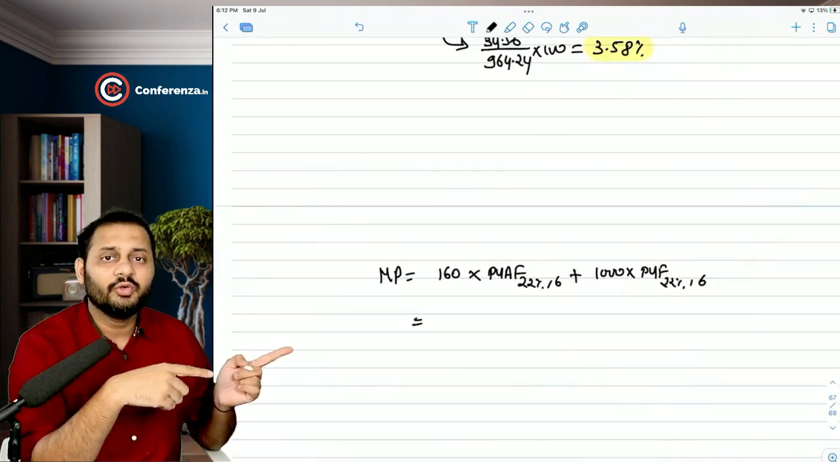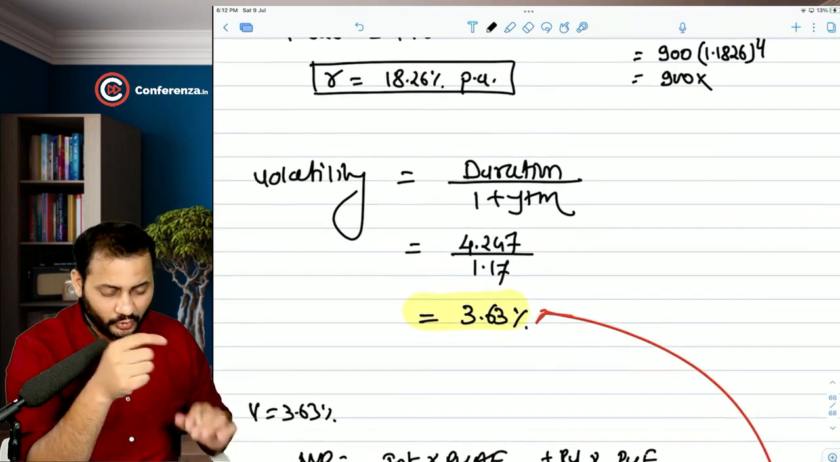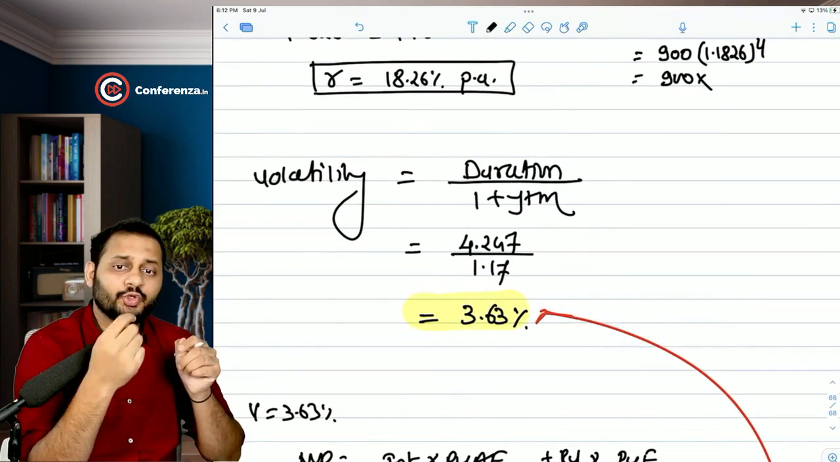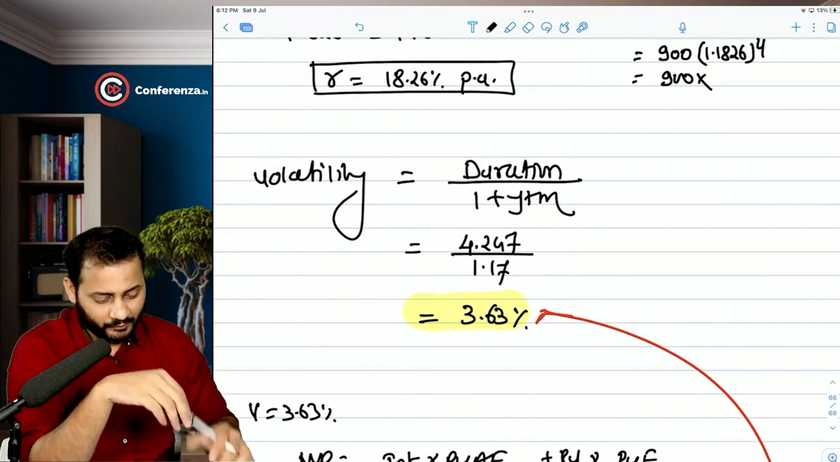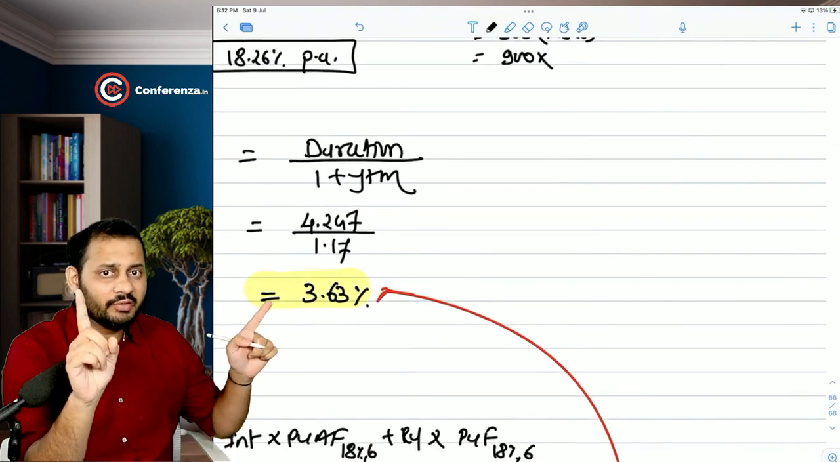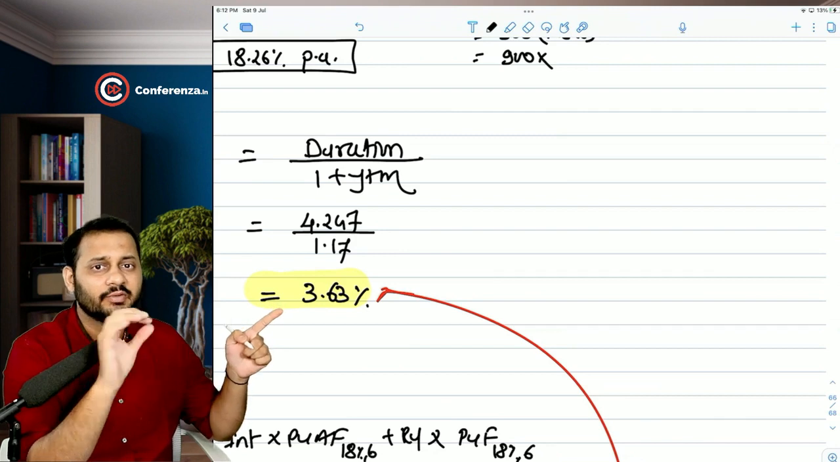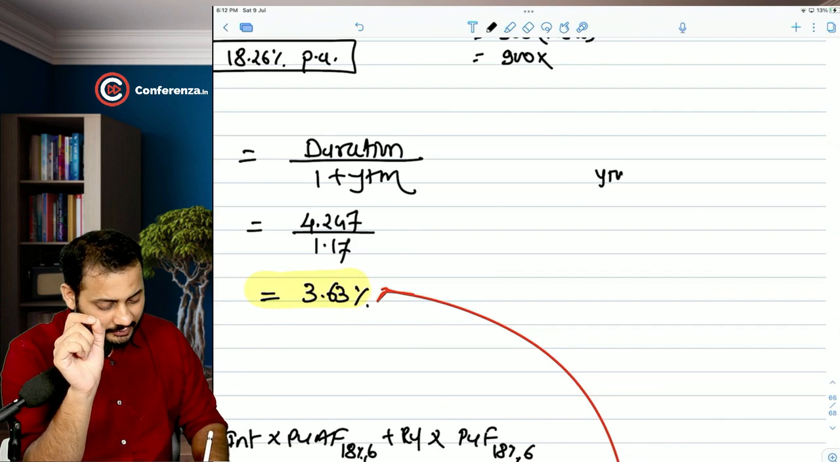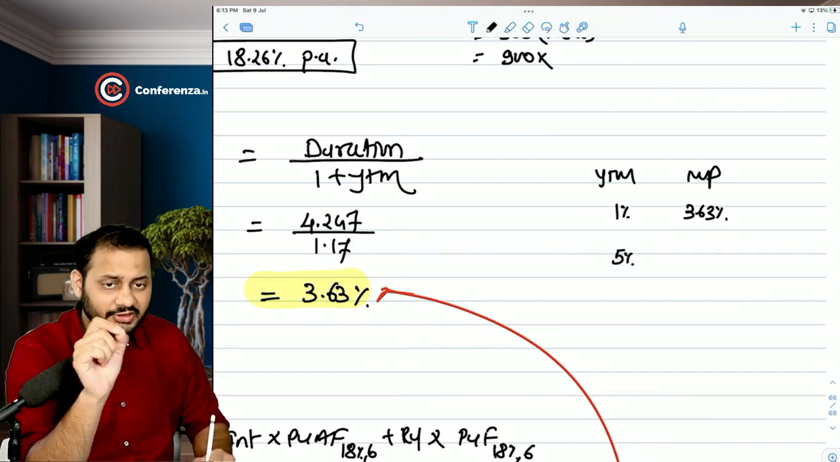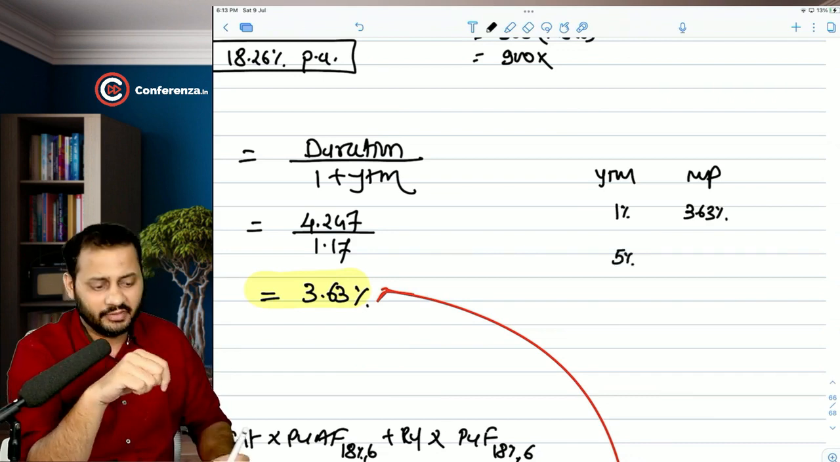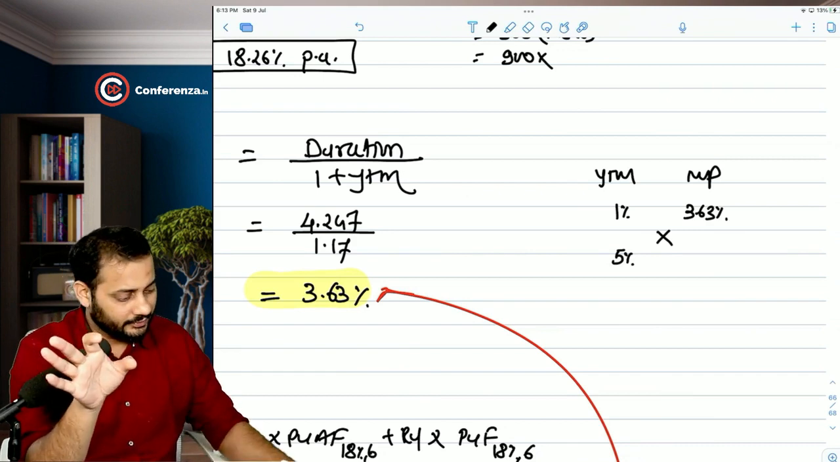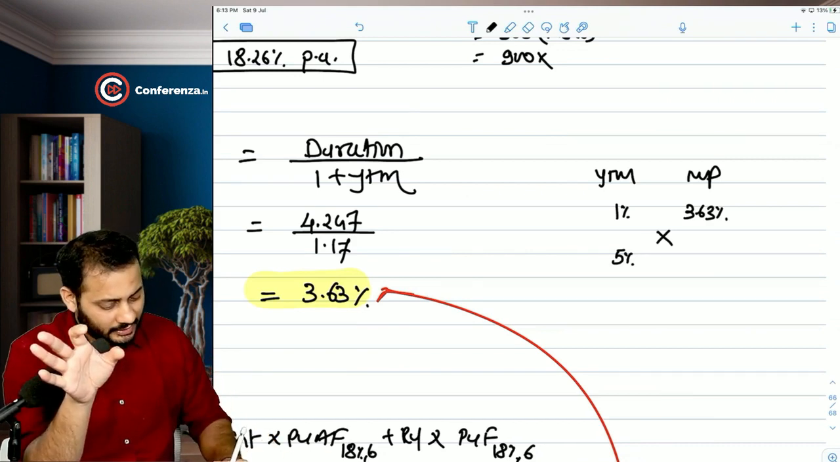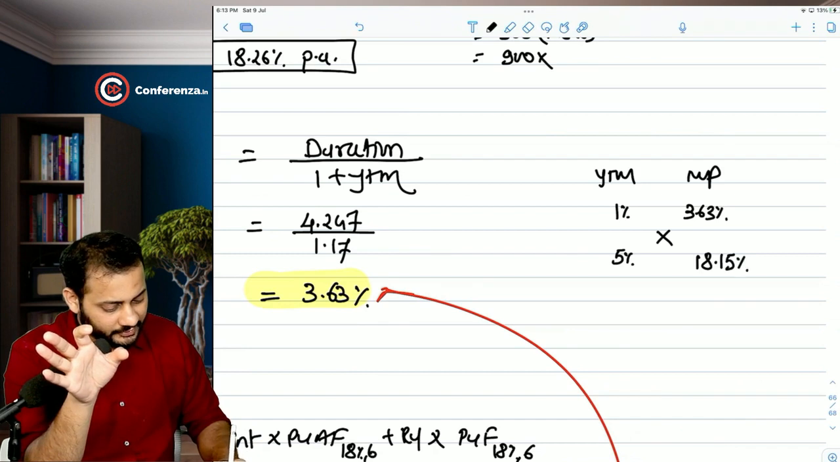Now, before doing this calculation, let's find out what should be the answer according to volatility. Volatility says that for every 1% change in the YTM, 3.63% will be the change in the market price. Now we are saying, what will be the change in the market price if the YTM changes by 5%? Let's just simply multiply it. And the answer should be 18.15%.